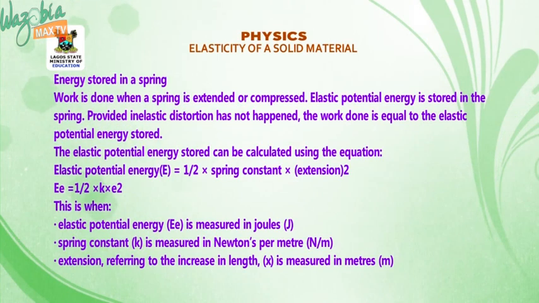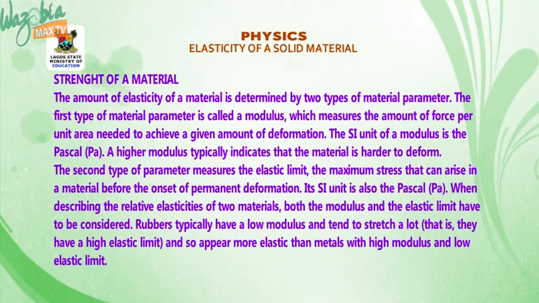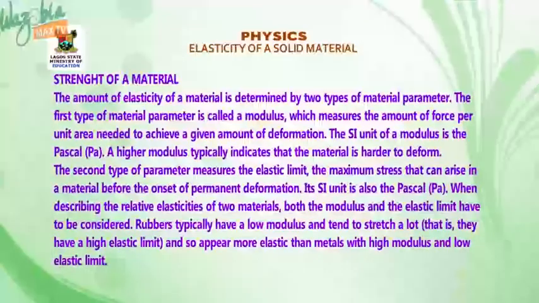So let's look at the strength of a material. The amount of elasticity of a material is determined by two types of parameter. The first type of material parameter is called modulus, which measures the amount of force per unit area needed to achieve a great amount of deformation. The SI unit of a modulus is Pascal. A higher modulus typically indicates that the material is harder to deform.